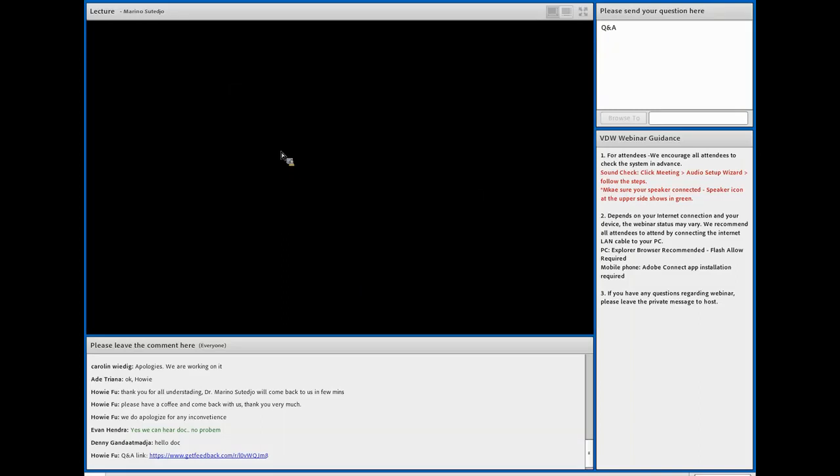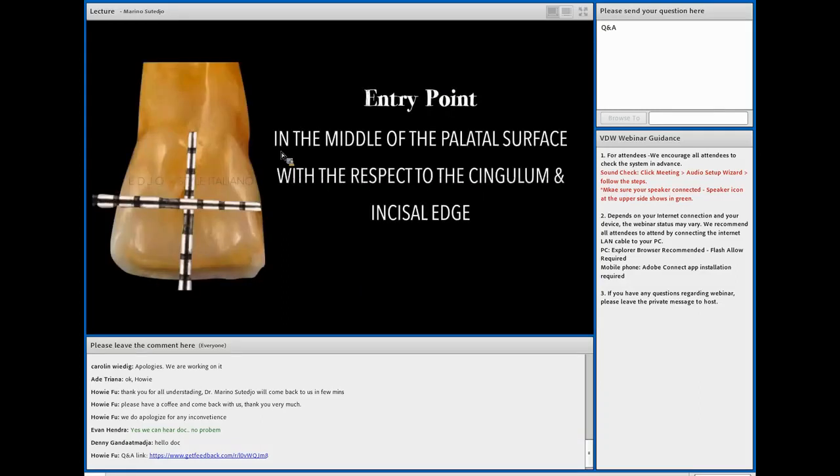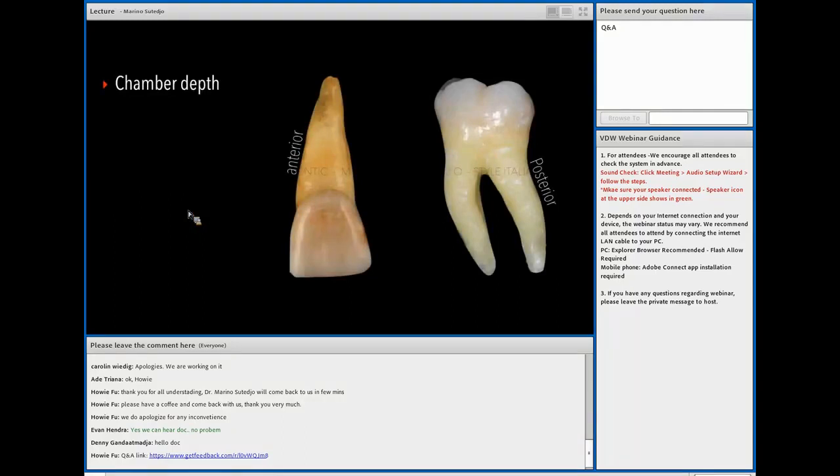And second, how about the entry point? If possible, in any case, if you can see the central fossa, I always say start from the central fossa. But of course, there are sometimes conditions where we cannot do that, because maybe the caries was already so huge that the central fossa has been destroyed. But as long as you can see the central fossa, always try to start from the central fossa. How about in the anterior teeth? In the anterior teeth, try to start in the middle of the palatal surface, and don't forget to respect the cingulum and the incisal edge.